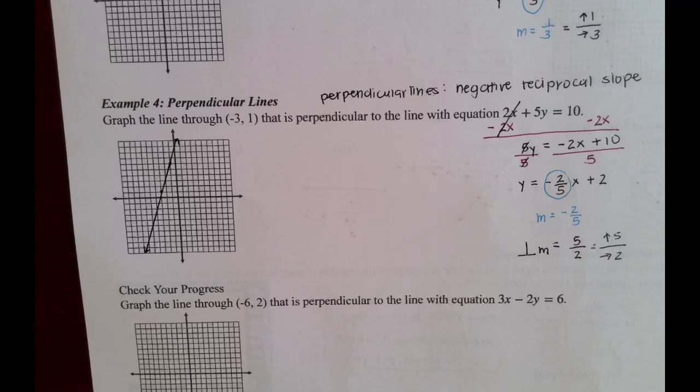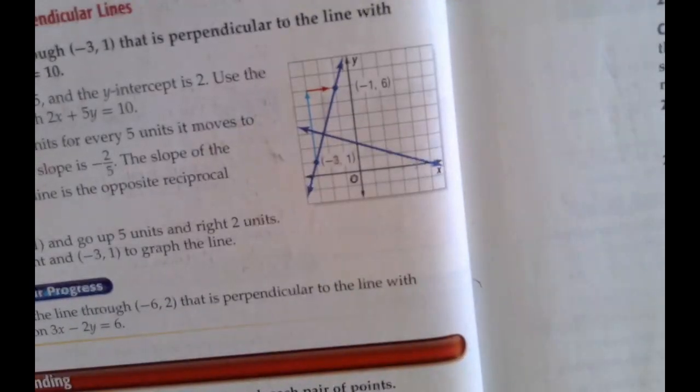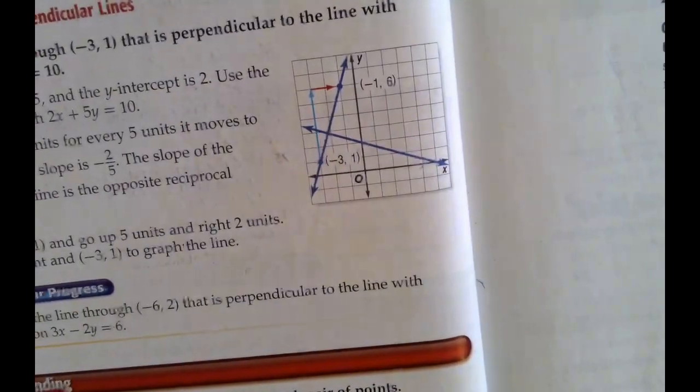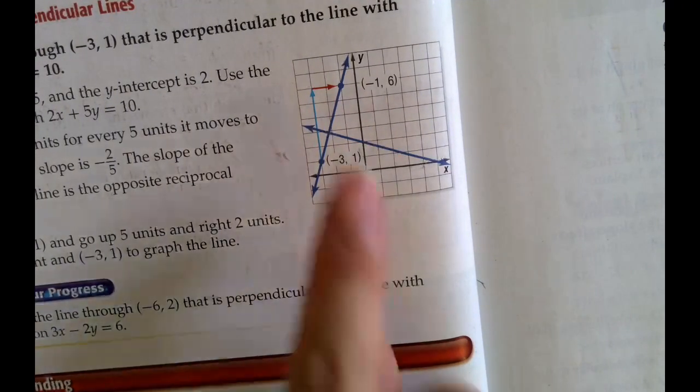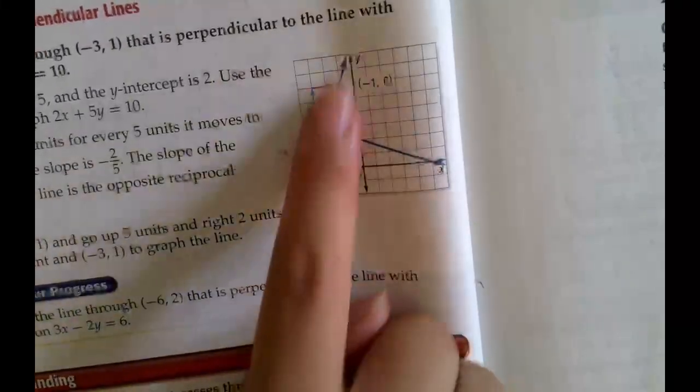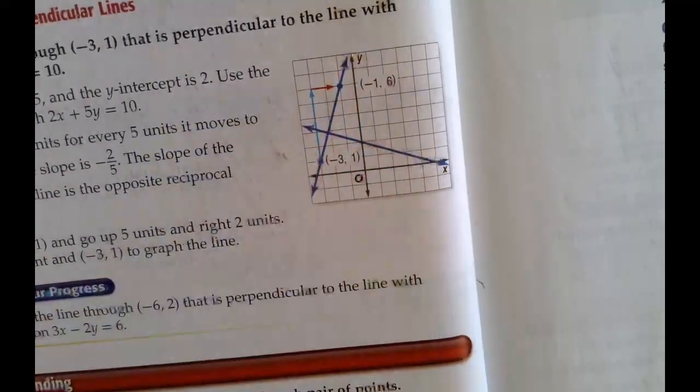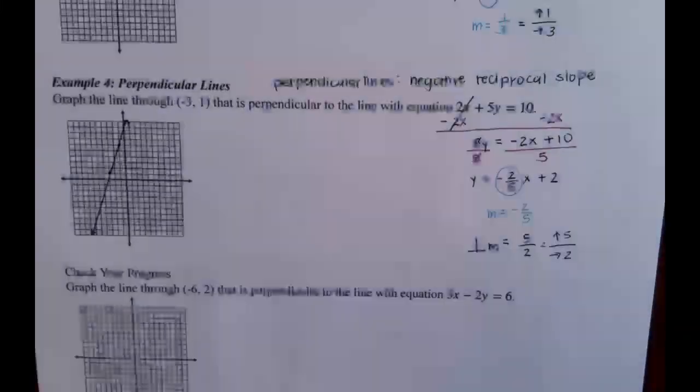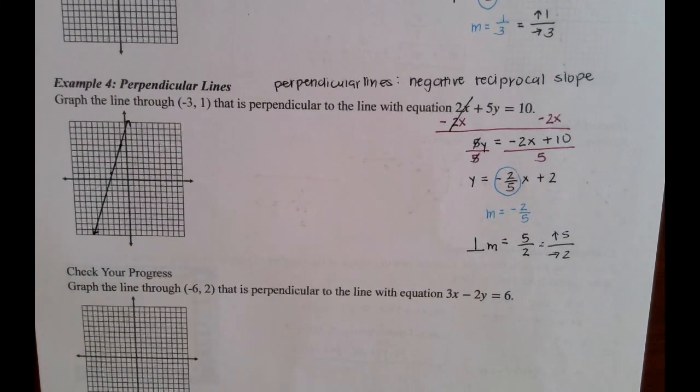Right. And then if we look at the book, you can see that they are perpendicular. Perpendicular doesn't just mean they touch. It means that where they touch creates a 90-degree angle. So here we can see it's perpendicular, a 90-degree angle. So why don't you do the last CYP 4, and then come check your answer.